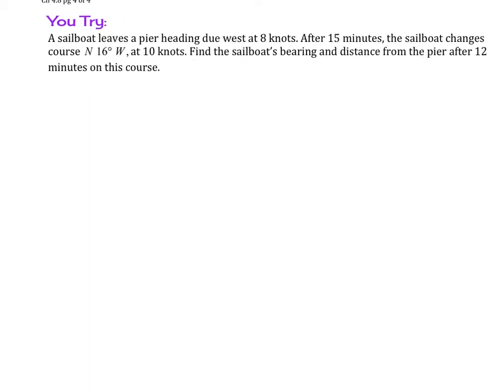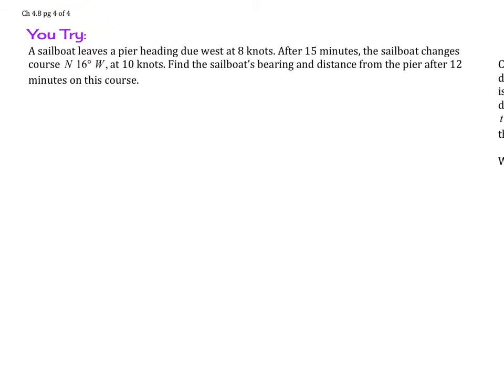So try this example here. A sailboat leaves a pier heading due west at 8 knots. After 15 minutes, the sailboat changes course to north 16 degrees west at 10 knots. Find the sailboat's bearing and distance from the pier after 12 minutes on this course. So remember that one knot is 1 nautical mile per hour. We have different units for time, so make sure you do the conversions for that as well.